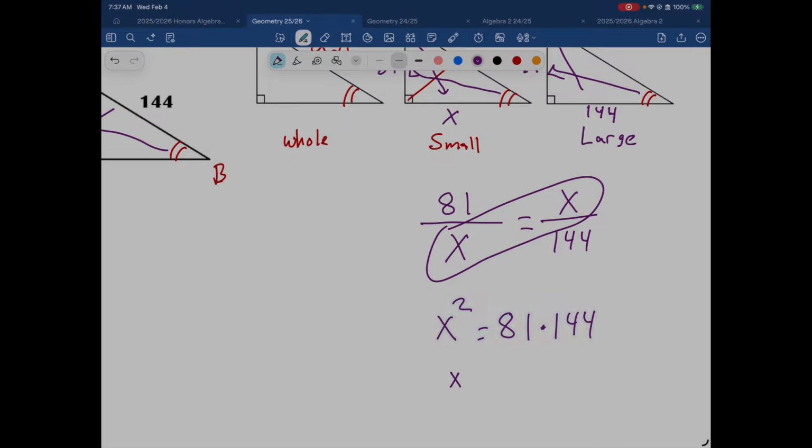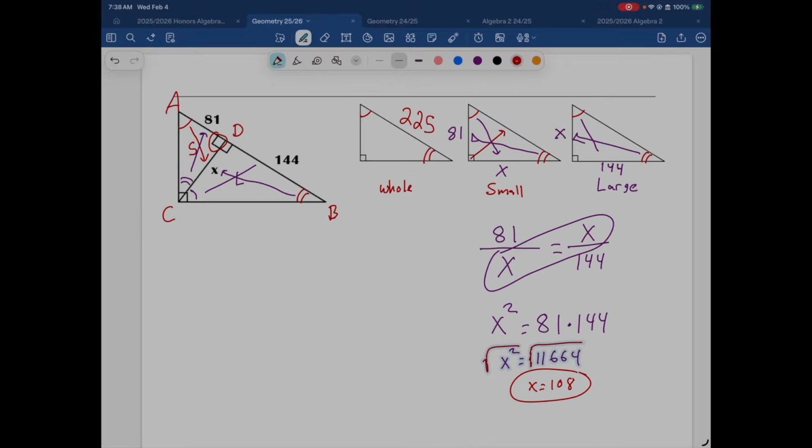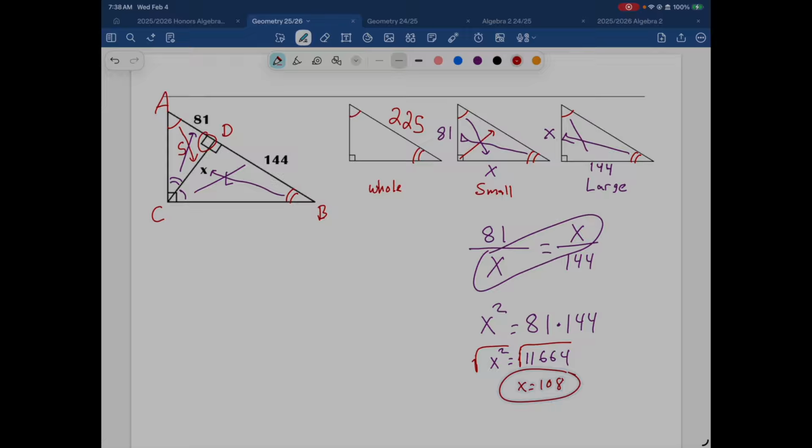And that gives me X squared is equal to 11,664. Now you get rid of an exponent, the power of 2, by taking the square root of that. So we're going to go ahead and take the square root of 11664, and that's going to make X equal 108. So the length of our missing side there is 108. It all becomes about setting up these triangles and doing the best you can with setting up these triangles.